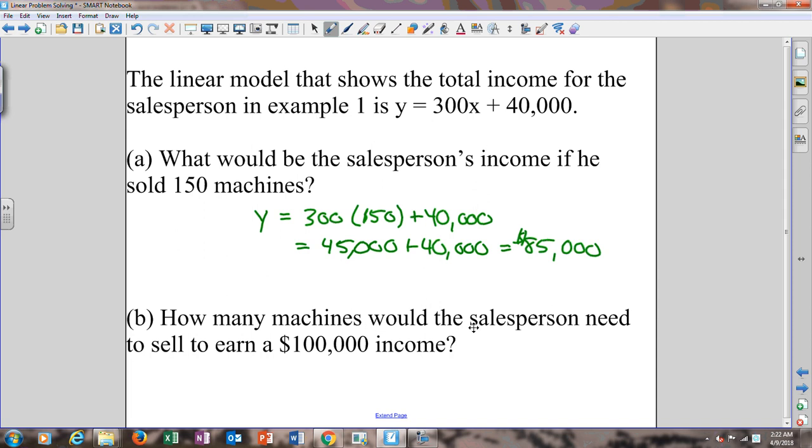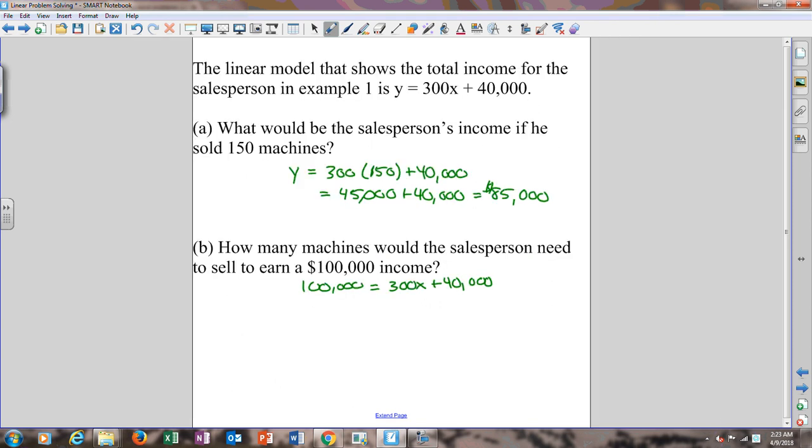How many machines would the salesperson need to sell in order to earn $100,000? For this one, we're going to go back to the original equation, and we're going to set the y equal to $100,000, and then make this 300x plus 40,000. And then you just solve from there. So you subtract the 40,000 over, you get 60,000 equals 300x. Then divide by 300. It's 600 divided by 3, which would be 200 machines.